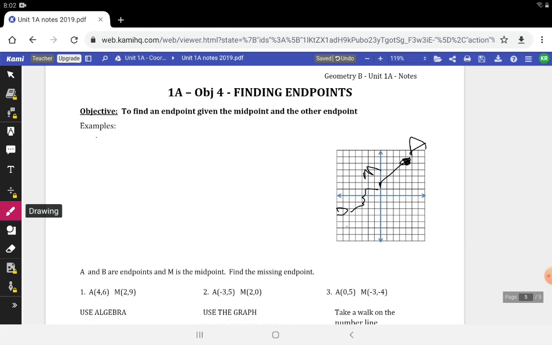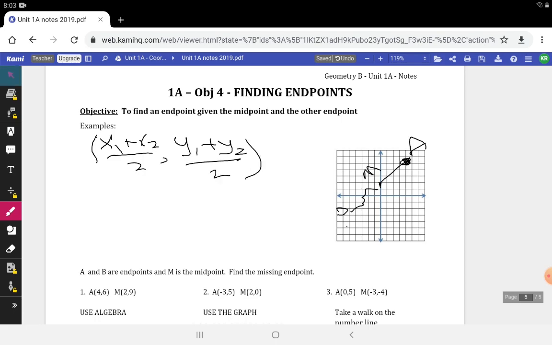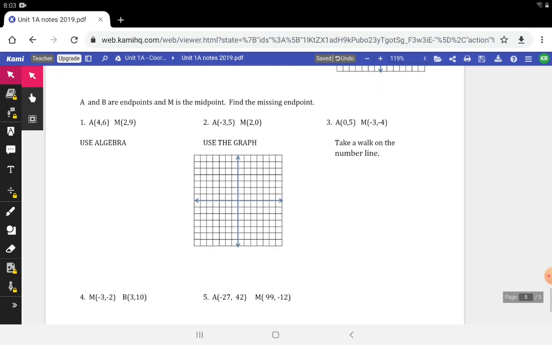All right, midpoint formula: x1 plus x2 over 2, comma, y1 plus y2 over 2. All right, so we can use this formula and some algebra to find the endpoint B if we're given A and M.